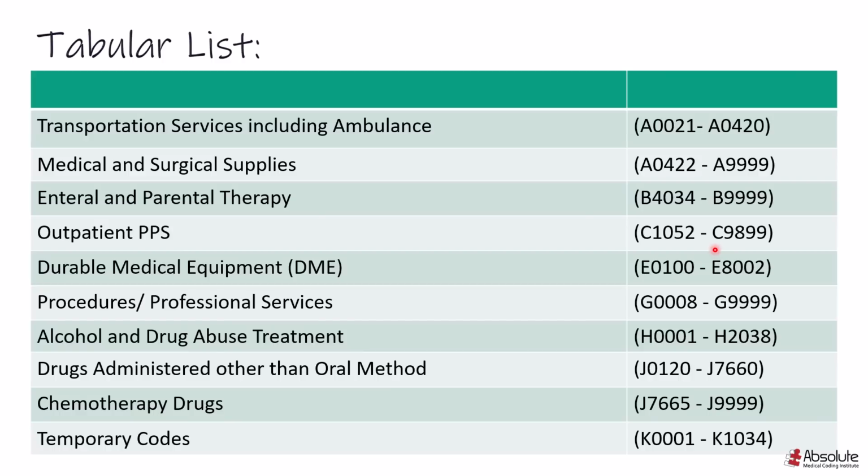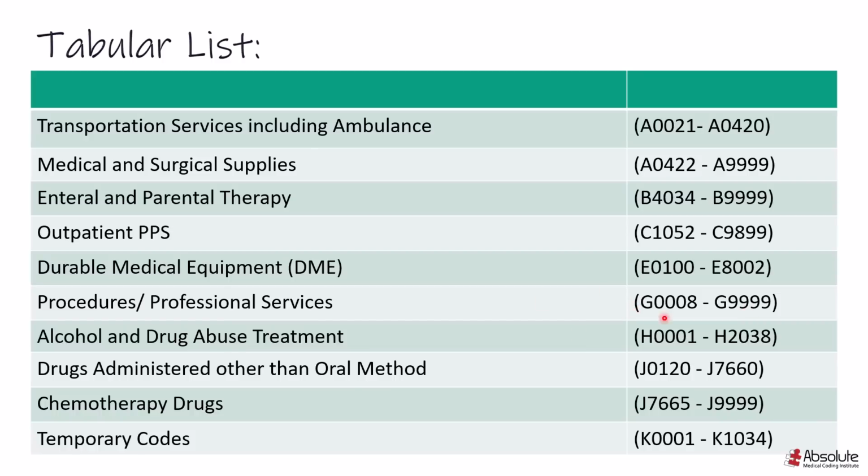You all don't deal with this if you're studying for your professional exams. Only facility coders deal with outpatient prospective payment systems. Durable medical equipment, or DME, is found at the E classification. These are things like hospital beds, wheelchairs, and crutches. Professional procedures and professional services are found in the G section. And this is like what I've said before, your ostomies are found here. Even injections or immunizations are found here.